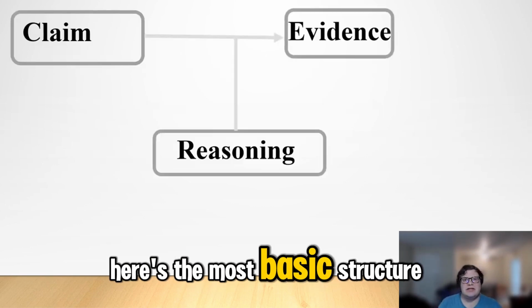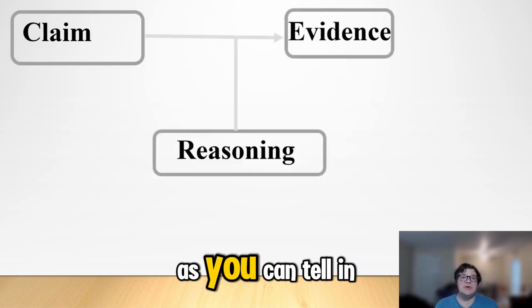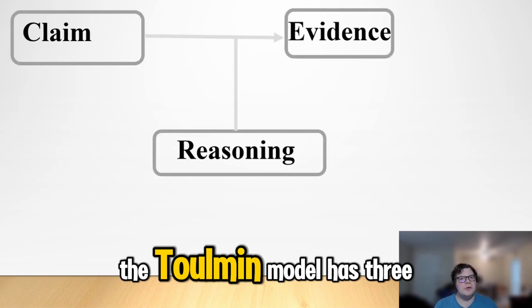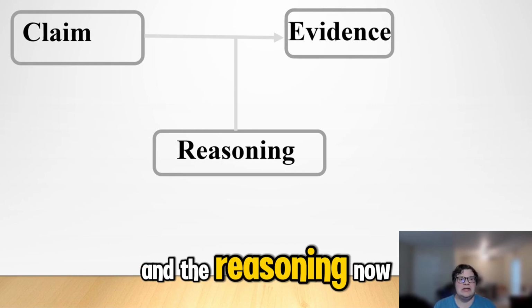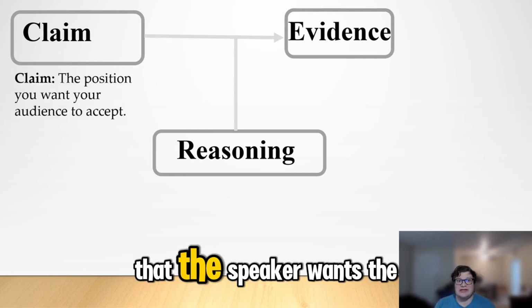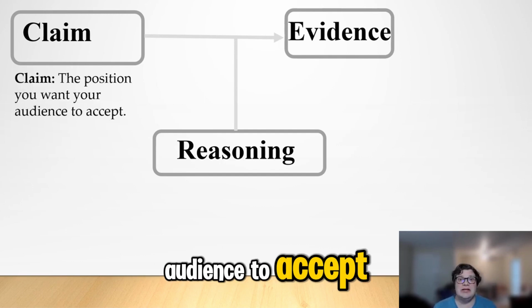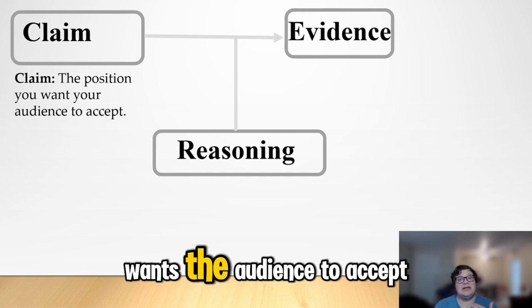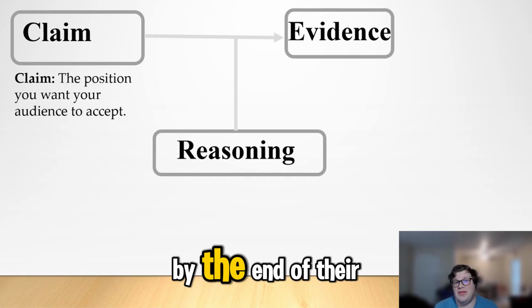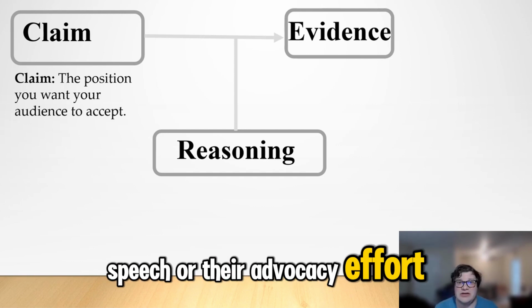Here's the most basic structure of the Toulmin model. As you can tell, in its most basic form, the Toulmin model has three parts: the claim, the evidence, and the reasoning. Now, the claim is just a statement that the speaker wants the audience to accept. It is the assertion the speaker is making that the speaker wants the audience to accept as true by the end of their speech or their advocacy effort.